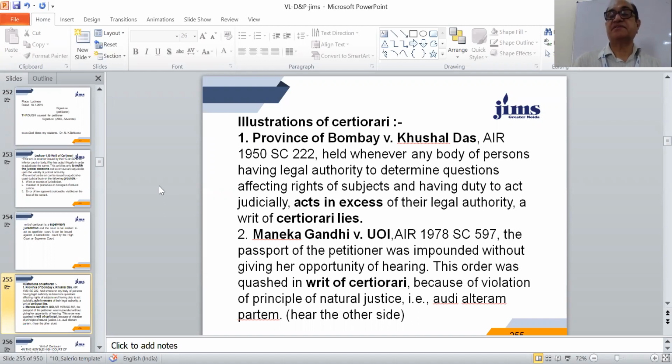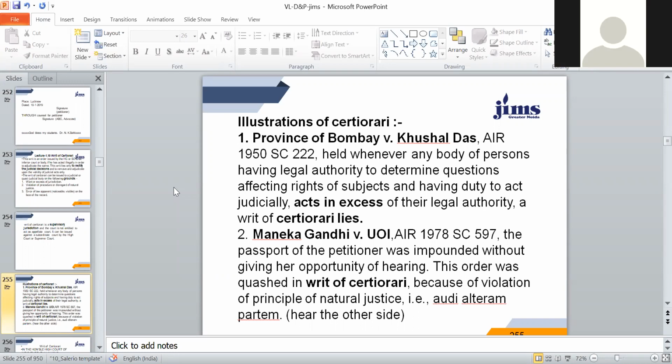Suppose a civil judge junior division has decided a case whose valuation was 1 crore. This case should have been decided by civil judge senior division, but it was decided by civil judge junior division. So Supreme Court and High Court can quash the judgment passed by the Civil Judge Junior Division because he has acted in excess of his legal authority.